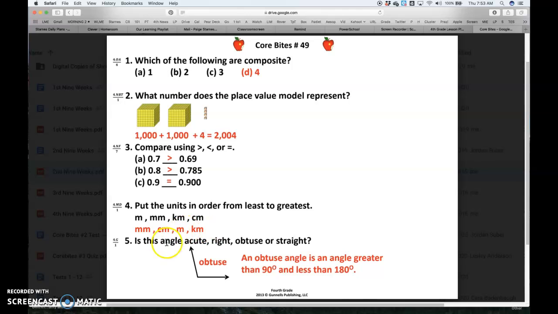And then your last question says, is this angle acute, right, or obtuse? Sorry, obtuse or straight. So if it was straight, it would be totally flat like a line. Obtuse is anything greater than 90 degrees, but not all the way to 180. Acute is anything less than 90 degrees, right? So this would be obtuse because it's greater than 90, but it's not all the way flat as a line, okay?